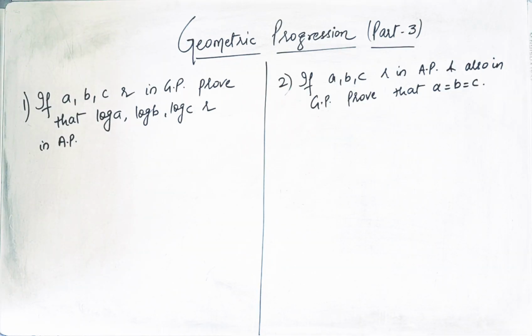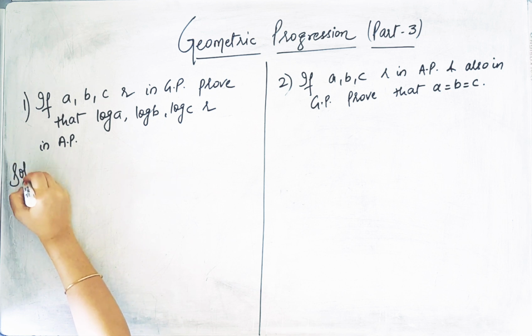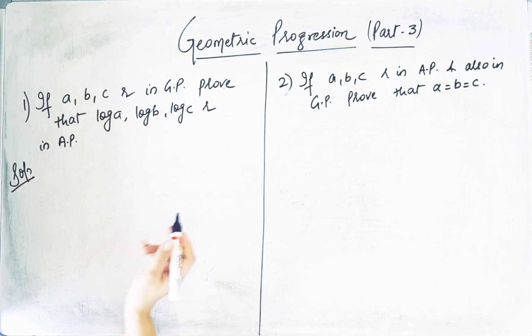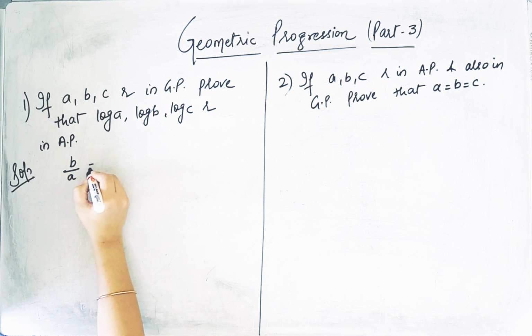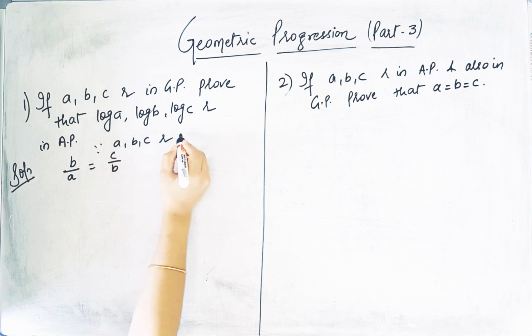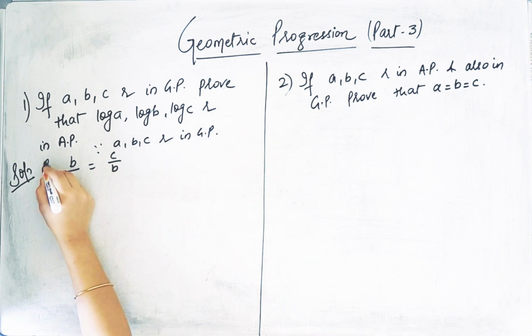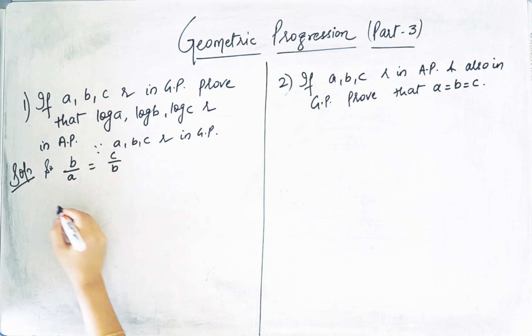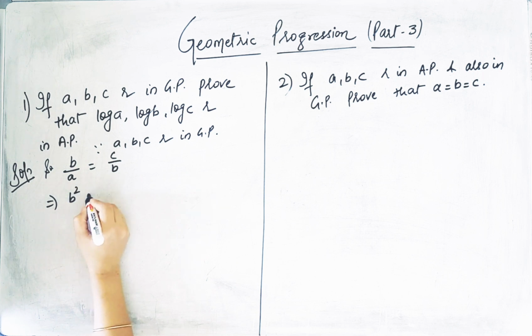So now the question is, if A, B, C are in GP, prove that log A, log B, log C are in AP. Now see what is given to us. They have told A, B, C are in GP. Since A, B, C are in GP, B by A is equal to C by B. Thus we'll cross multiply it, we'll get B square equal to AC.